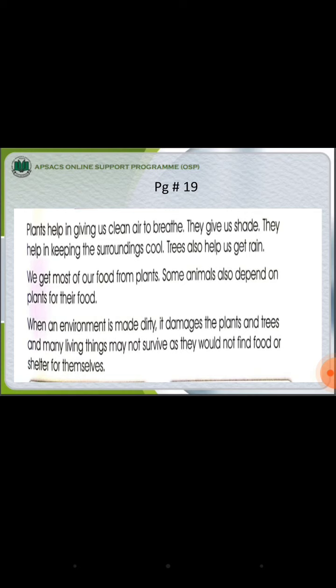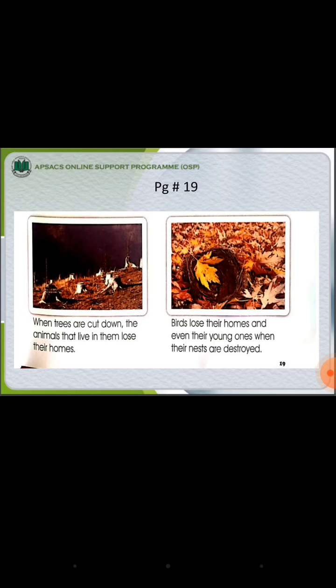Now, written work. Solve these questions on your notebook. Question number 1 is name any 5 living things. Question number 2 is write names of any 5 non-living things. Question number 3 is what do living things need to stay alive? And question number 4 is draw any 5 non-living things.